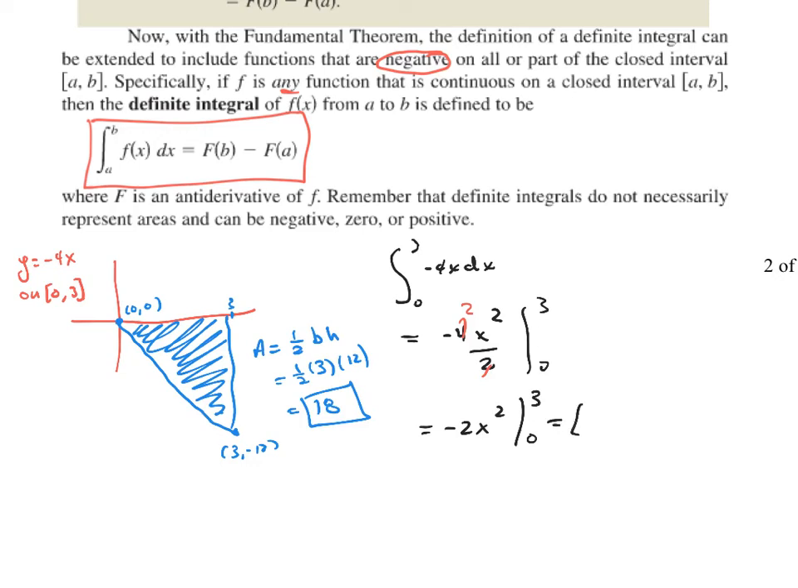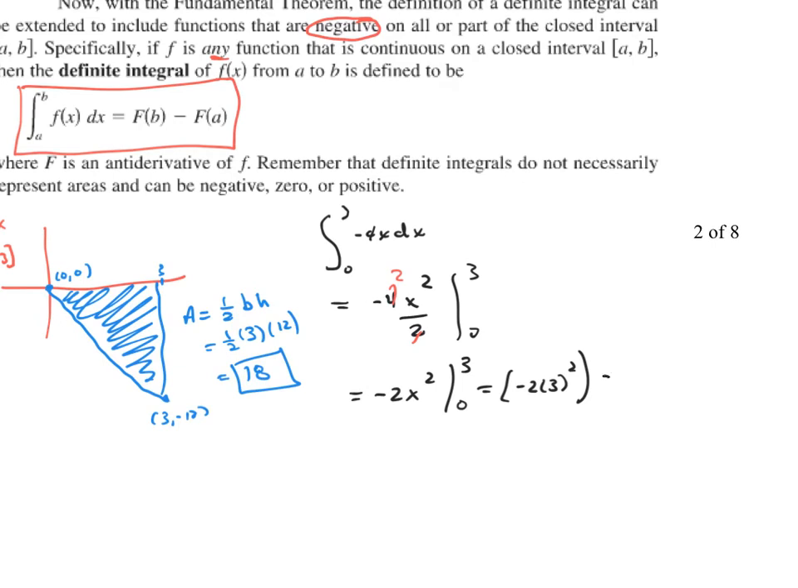I'm going to plug in the upper limit first. So this is negative 2 times 3 squared. Close that off in parentheses. Now I'm going to plug in the lower limit. Again, I don't need the plus c's because they're going to cancel. So this is negative 2 times 0 squared. When I do this, 3 squared is 9 times negative 2 would be a negative 18. The second term, 0 squared is 0 times negative 2 is 0. And when I subtract off 0, I end up with negative 18. So if I do the fundamental theorem of calculus on this, I get negative 18. If I find the area, I get positive 18.